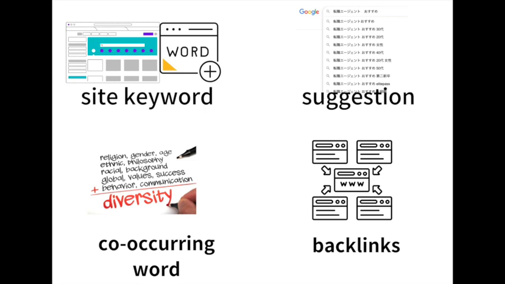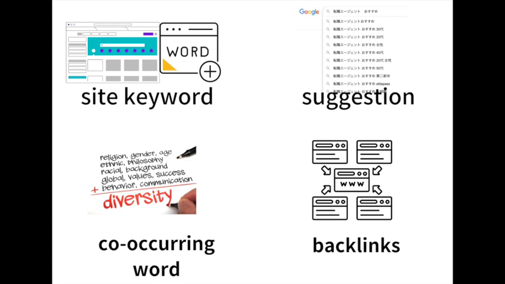Suggestions are when Google auto-suggests a search. For example, if you type Tokyo into Google, it might suggest Tokyo map, Tokyo tower, Tokyo city, etc. Google automatically suggests the second keyword that people search for related to the first keyword. That's called a suggestion.